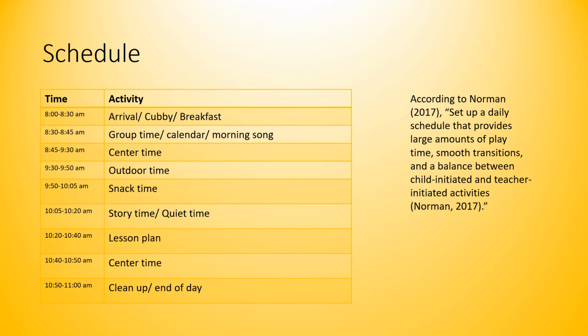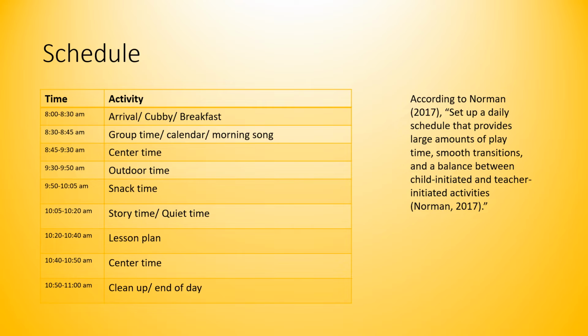So starting at 8 a.m. to 8:30, this is when the students arrive. They're going to put their stuff away in their cubbies and go eat breakfast at the tables. 8:30 to 8:45 is group time where we go over the calendar, like the days of the week, and sing our morning song. From 8:45 to 9:30 is center time. So students can pick which center to go to, like technology or maybe the make-believe or any other center that's available.